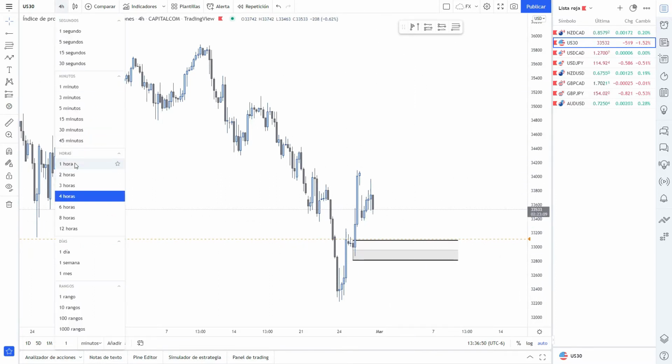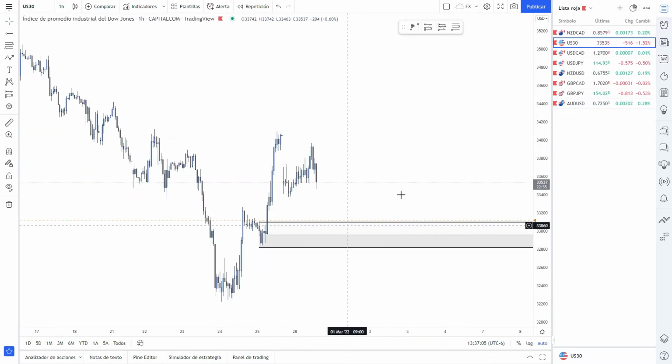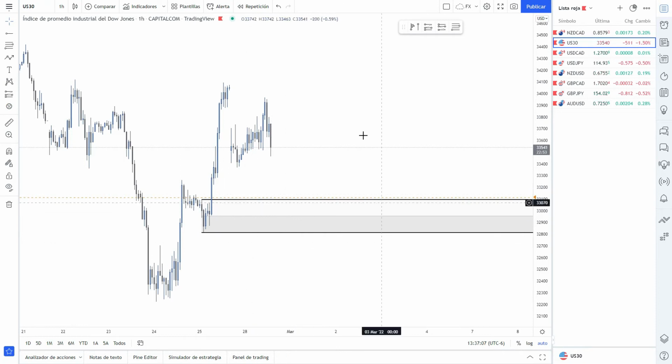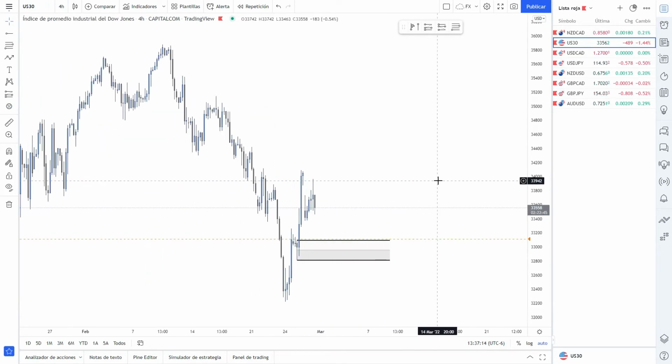So what we will be doing on this level is waiting for the price to mitigate our zone, and once in the zone, we have to look for reversal patterns, breakouts in the 5-minute time frame probably. Let's see how the price behaves in this level for more upside continuation.